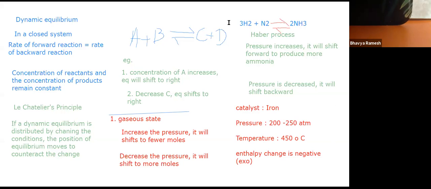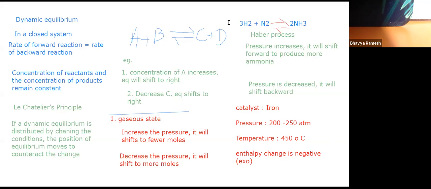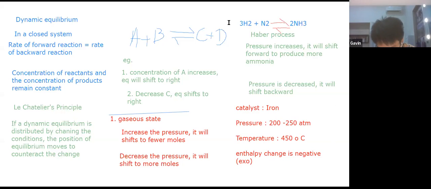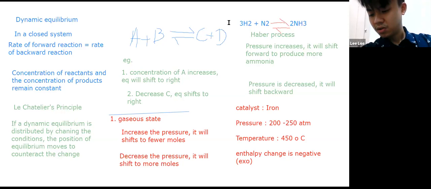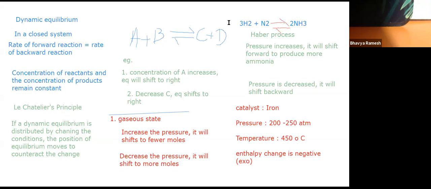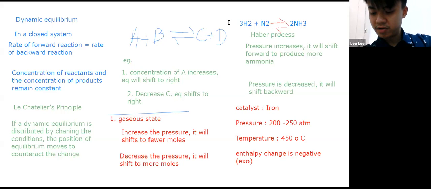If exothermic, the temperature is supposed to be high or low in order for it to go forward? The temperature has to be low so it can go forward. So if the temperature is high, can it go forward? No, it will shift backward. Yes, any questions until here?